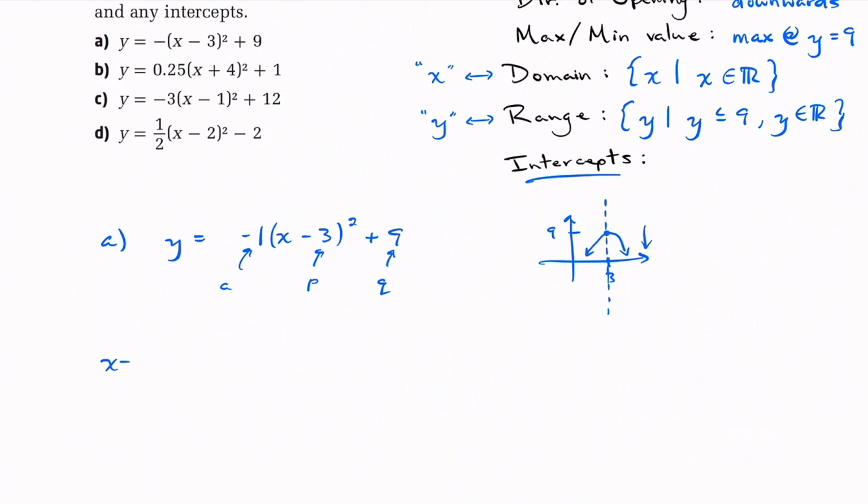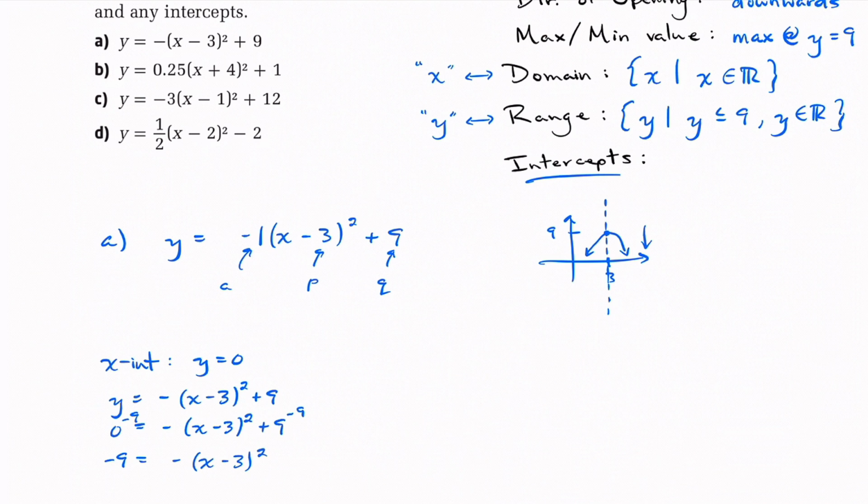So the x-intercept, again, that's when y equals 0. So let's start with our function. And then plug y to be 0. Okay, and then we'll solve this. So start to try to isolate this x by itself. So I'm going to minus 9 from both sides. So I'm going to get -9 equals negative x minus 3 squared.